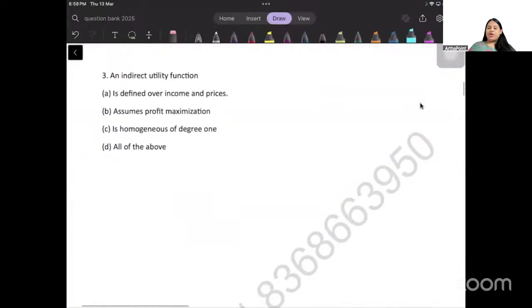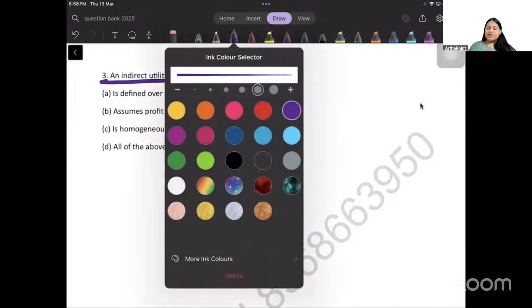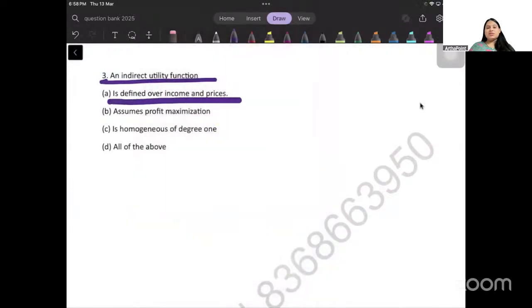क्वेश्चन नंबर 3, ट्राई टू डू दिस बेटर. An indirect utility function is defined over income and prices, assumes profit maximization, is homogeneous of degree 1, all of the above. Try to answer this.